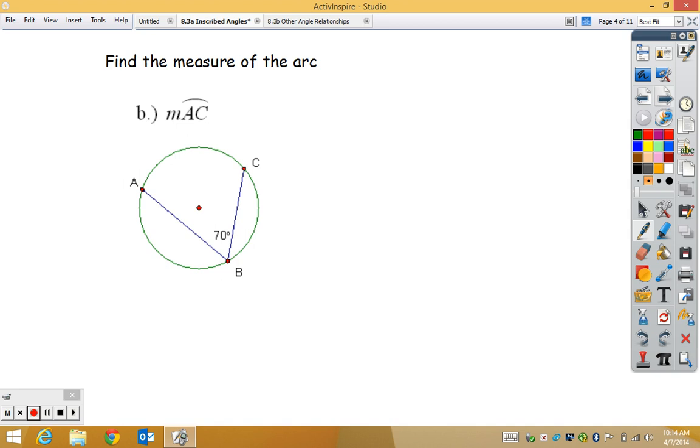So we look at an example. We want to find the measure of arc AC. We know the measure of angle ABC is 70 degrees. So to find the measure of arc AC, we take our 70 degrees, multiply by 2 to get 140 degrees. There we go.